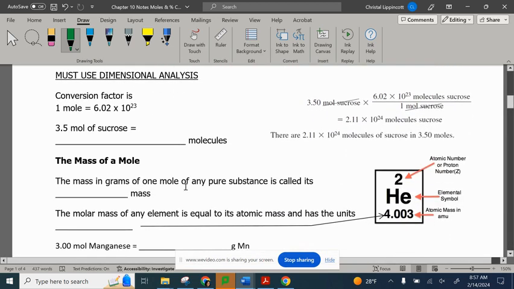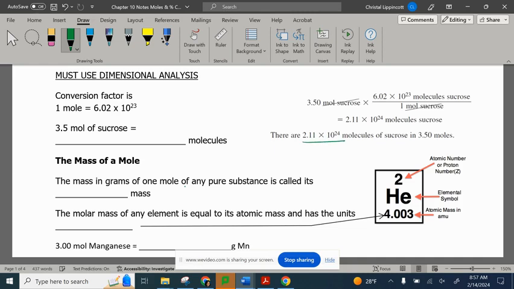All right. So we have a conversion factor. This is our conversion factor. So if we have 3.5 moles of sucrose, we can throw that into our dimensional analysis. We know that for every 1 mole of sucrose, we have this many molecules. Multiply across, and you've got your value right here.